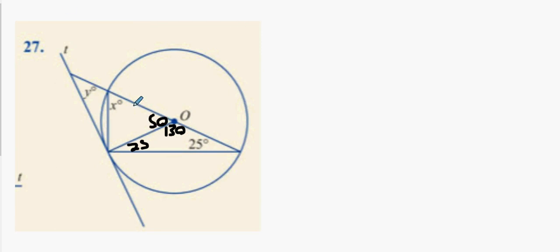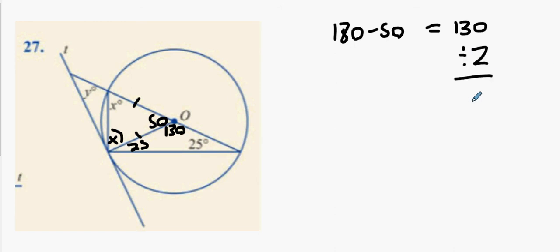I know that this is an isosceles triangle. Why? Both radiuses. So 180 take away 50? 130. And x has to be the same. So divided by 2? 65. Both of the x's are 65s, okay? Now I think I'm going to use the tangent part now.